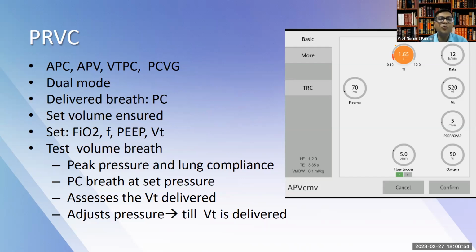Now, this mode can be used both in paralyzed patients as well as in patients having spontaneous breaths, that is, either in the CMV controlled mechanical ventilation mode or the SIMV synchronized intermittent mechanical ventilation mode. So as I said, it is a dual mode. That means that it incorporates the features of both pressure control as well as volume control.